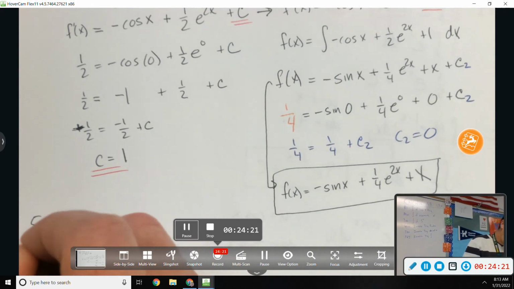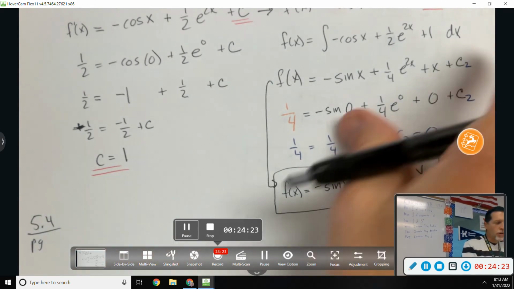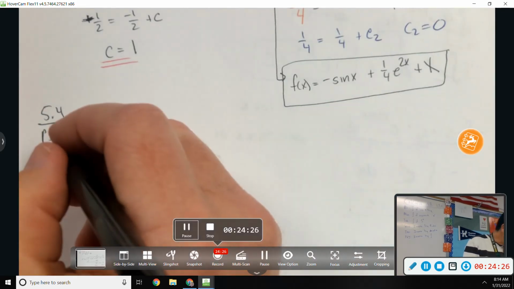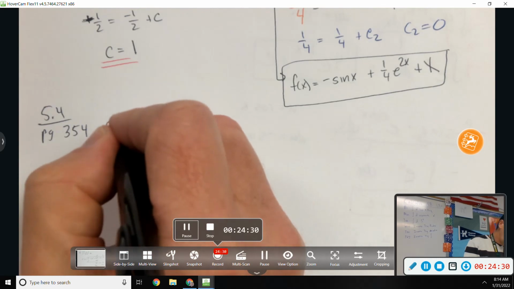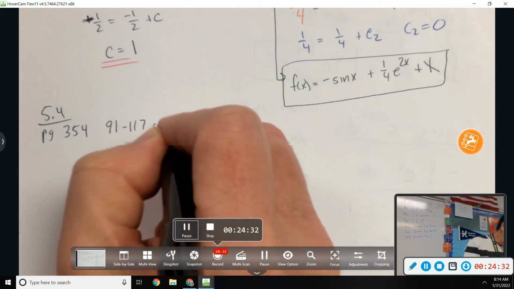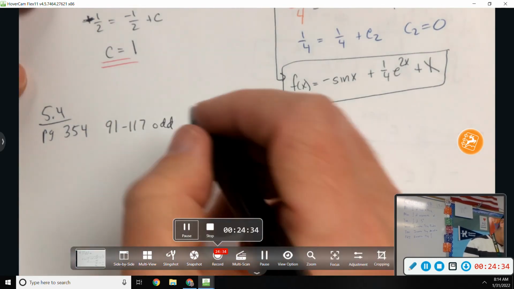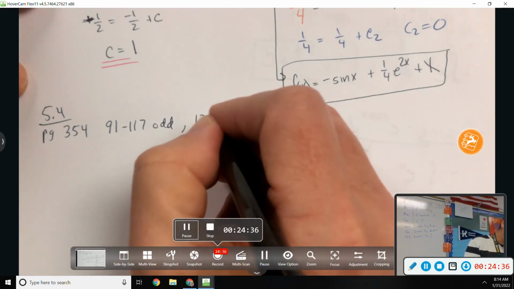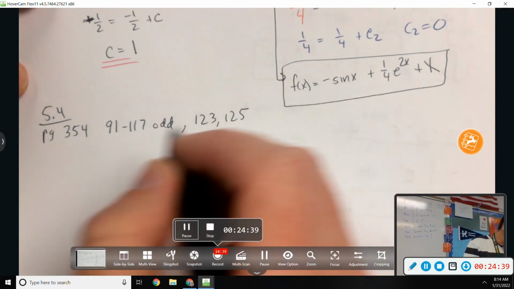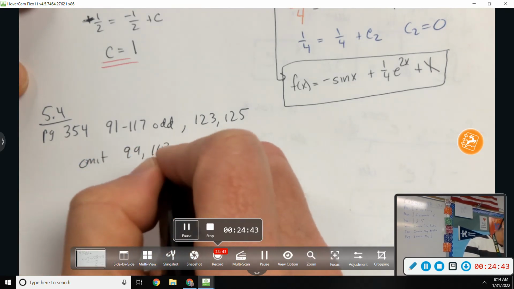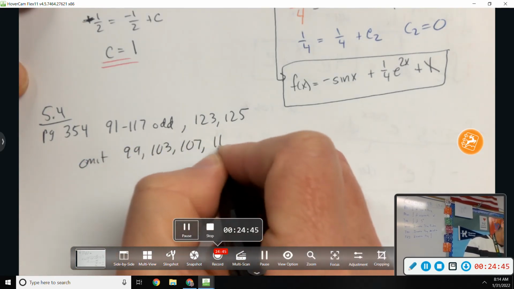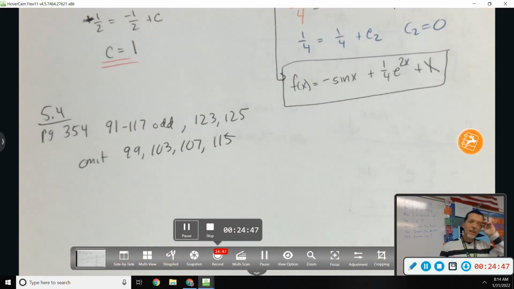Alright, this is section 5.4 for those fighting with CalcChat at home. Page 354. 91 to 117 odd. I'm going to omit a bunch here in a minute. 123, 125. But omit 99, 103, 107, 115. Maybe it would have been easier to just write out the ones that you do need to do.